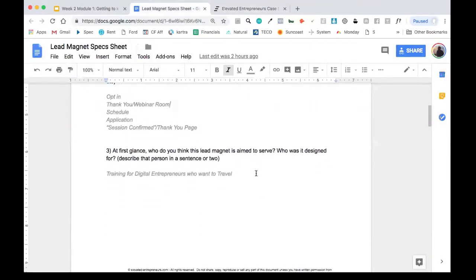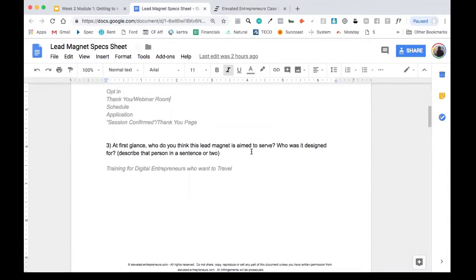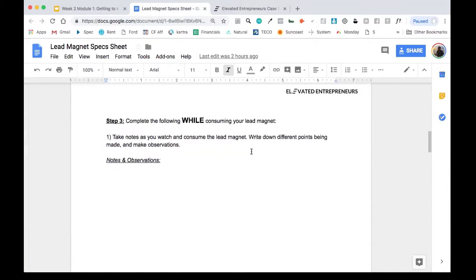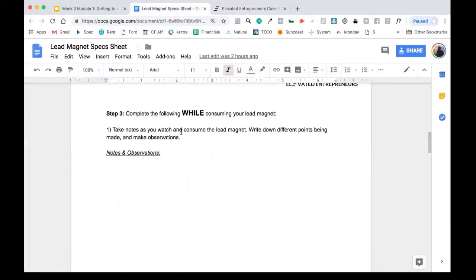That seems like pretty straightforward, right? So there's no wrong answers here, guys, really. It's just getting you to be understood on what's going on here with your lead magnet. Now, the next step is actually to watch the lead magnet, consume the lead magnet, read the lead magnet, whatever it is.